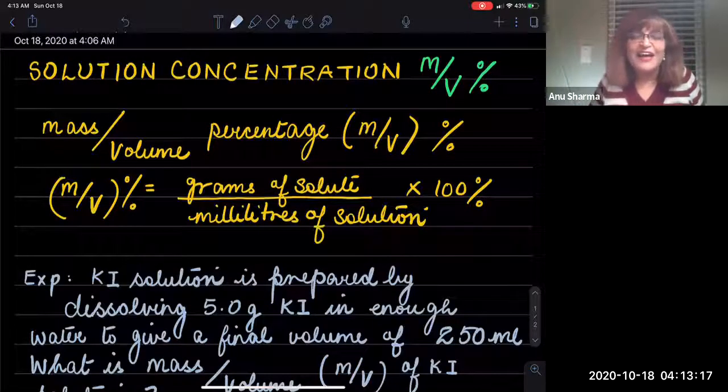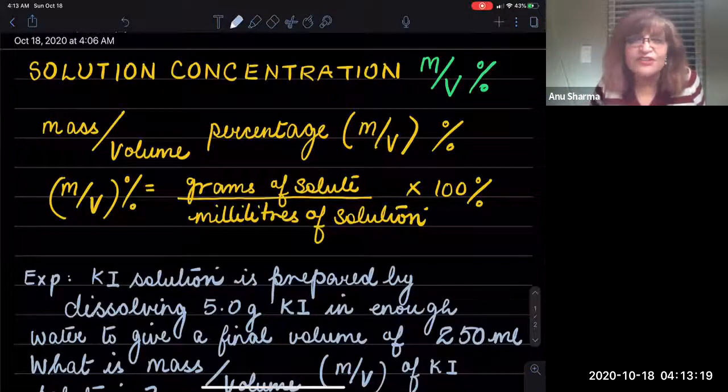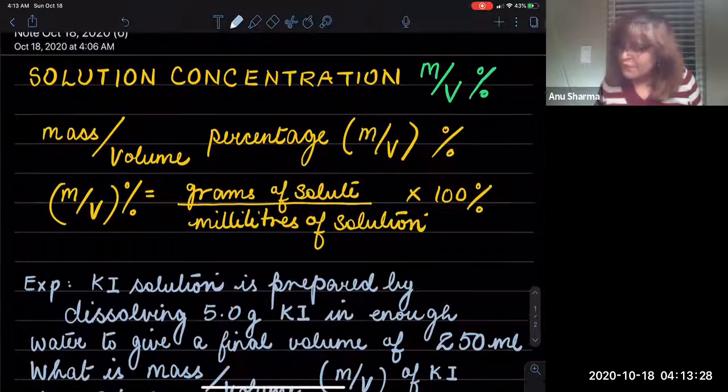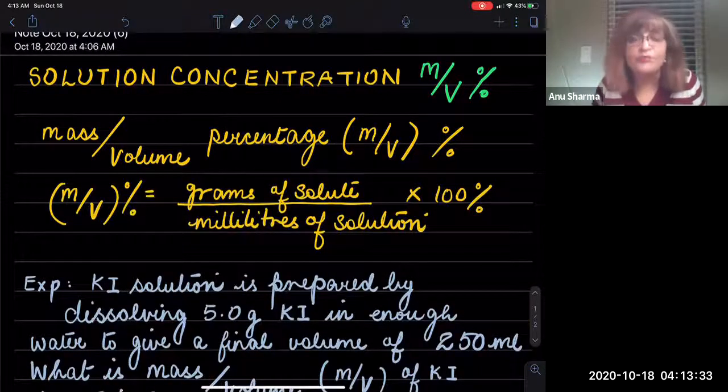Hi guys. Okay, so we are continuing on to the next step of measuring the solution concentration, which is the mass by volume percent. So what does this mean? The mass by volume percent is the mass in grams of the solute divided by the milliliters of the solution, that's the volume, times 100%. And keep this in mind that solution is going to be the solute plus the solvent.